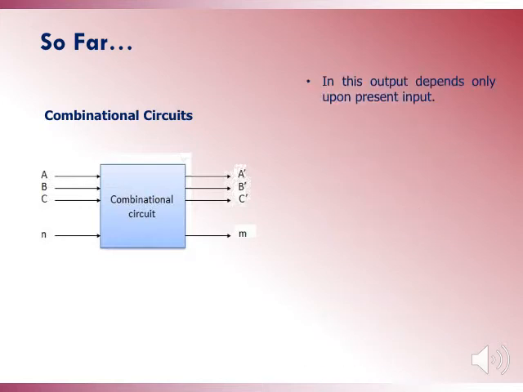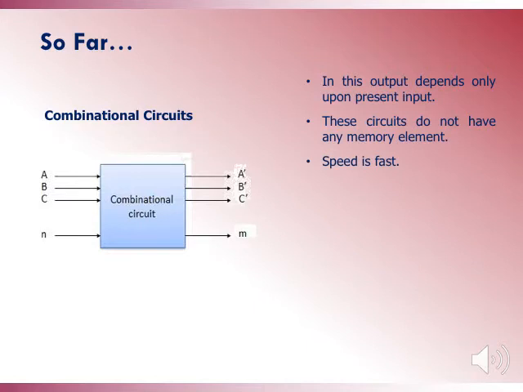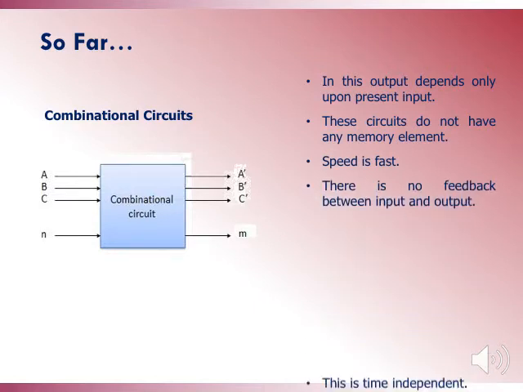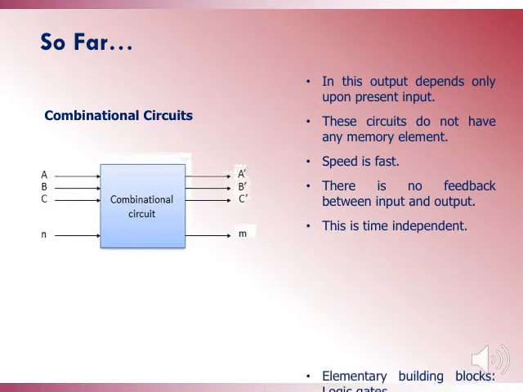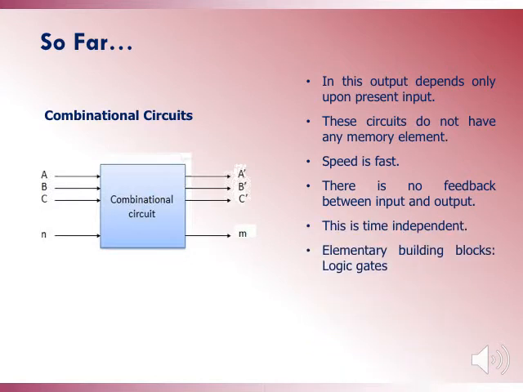The main features of combinational circuits are, in this, the output depends only upon the present input. Next, these circuits do not have any memory element. So, operation speed is fast. There is no feedback between the input and the output. It is time independent, elementary building blocks being logic gates, and it is easy to use and handle.